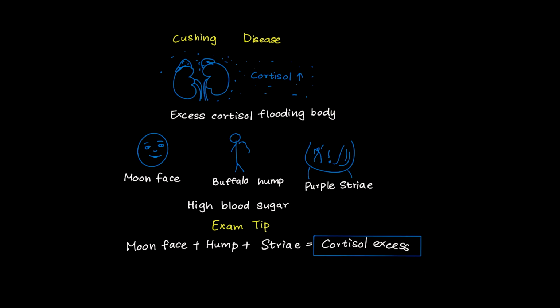Here's a WGU D446 OA exam tip for you. Moon face plus buffalo hump plus purple striae equals cortisol excess. Recall hook. Cushing equals cortisol cranked up.